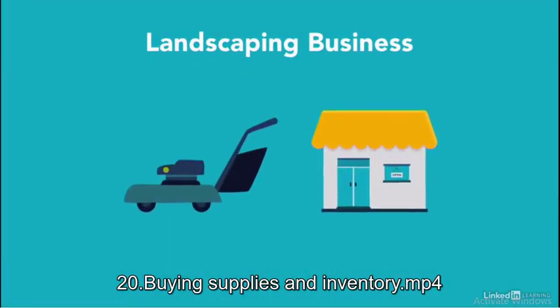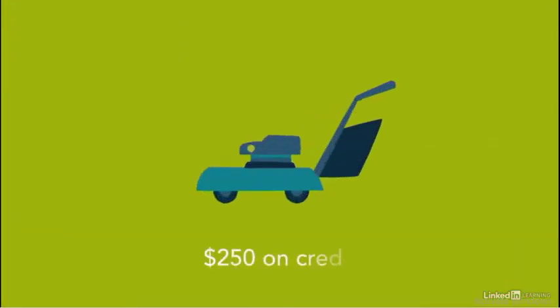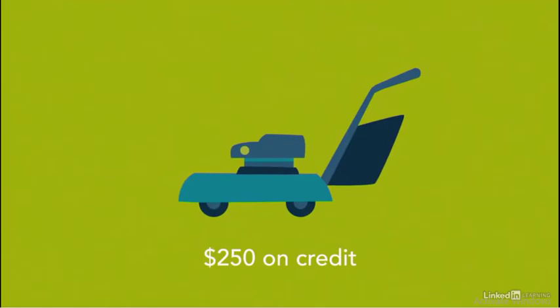You're 18 again and you want to work outdoors and set your own schedule. So let's start our own landscaping business. Next, you drive to the local lawn and garden store and purchase a lawnmower and a gas can for $250. Instead of paying for the mower with cash, you open a charge account, which will allow you to pay for the mower in 30 days with no interest charge.